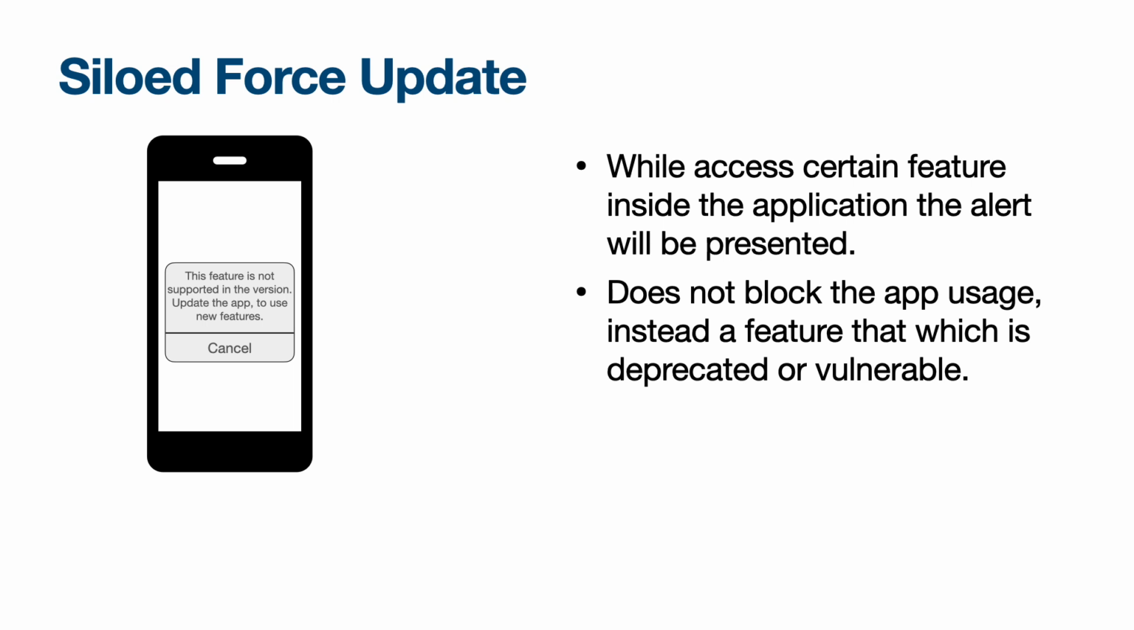The third mode, siloed force update, uses the force update capability to indicate to the user that a particular feature within the application is unavailable. In order to use it, or to use an alternative solution, the end user may have to update the application. This is equivalent to optional force update with the caveat that optional force update is shown for the entire app, whereas siloed force update would be for a particular feature. If the user never uses that feature, the individual may never see this pop-up.